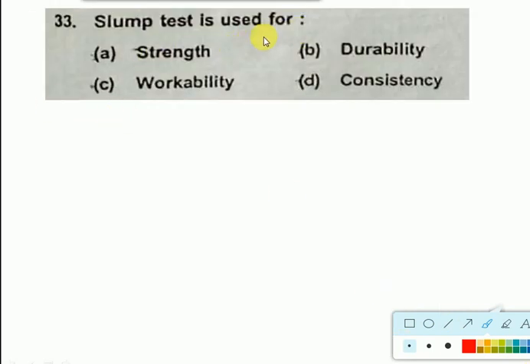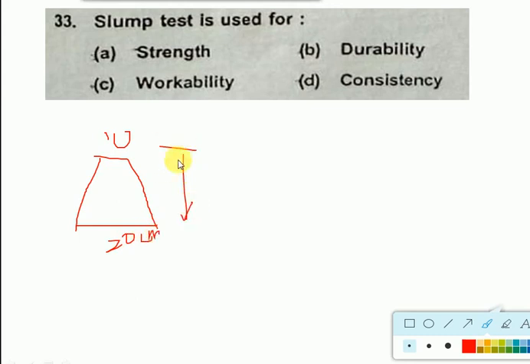Slump test is used for, you know, workability, right? For conducting the slump test, we will use the slump cone. The top diameter is 10 and the bottom diameter is 20 centimeter, and the height of this slump cone is 30 centimeter. So the answer for this question is workability.